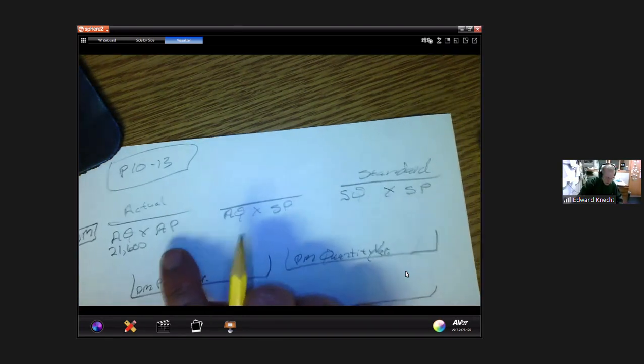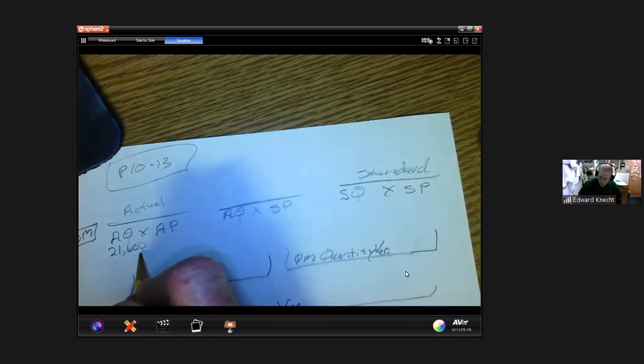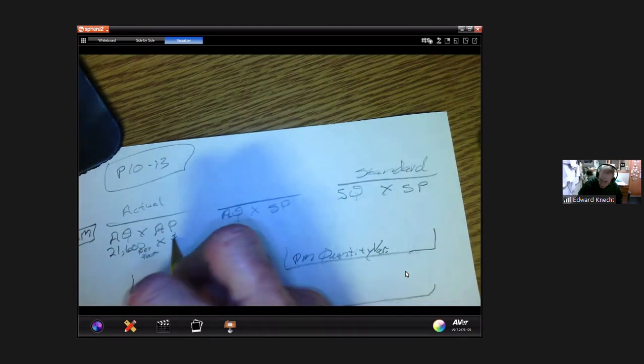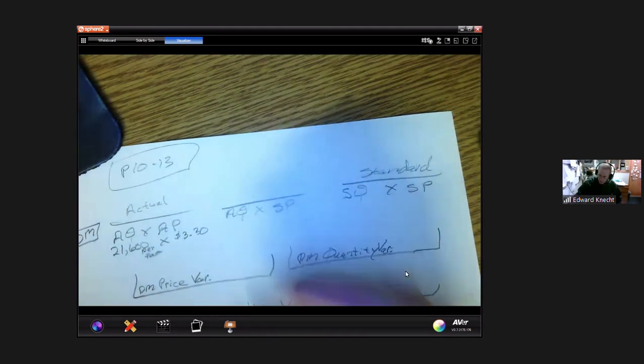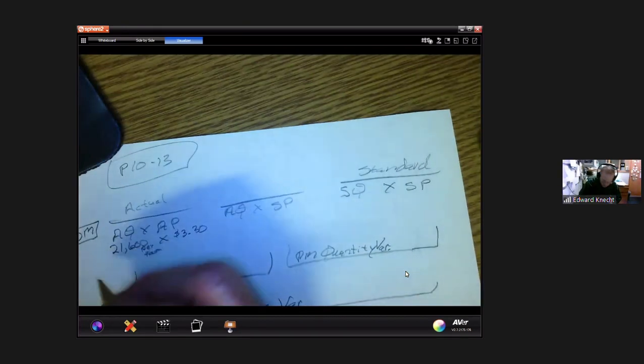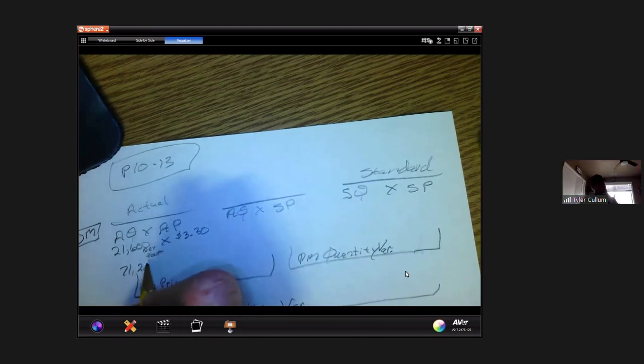I have it all sketched out. Now it's just a matter of putting in the proper places here. So this 21,600 represents the board feet, right? Or you could put per foot. The actual price that they paid was $3.30. So if you get it right, it should be easy using a calculator multiplying this out, correct? So does that give us 71,280? That's what I got. Yep.